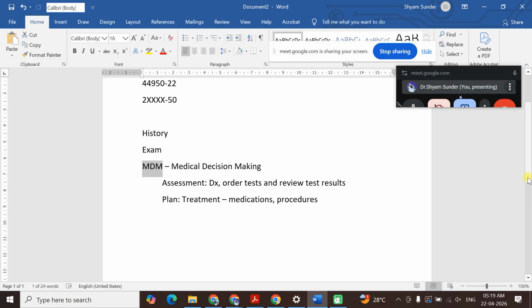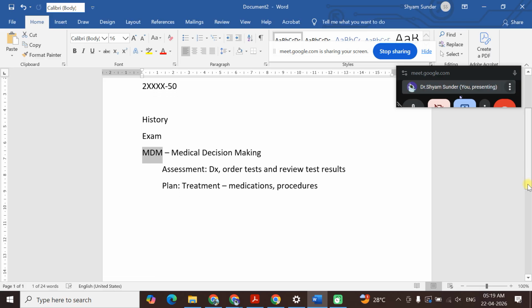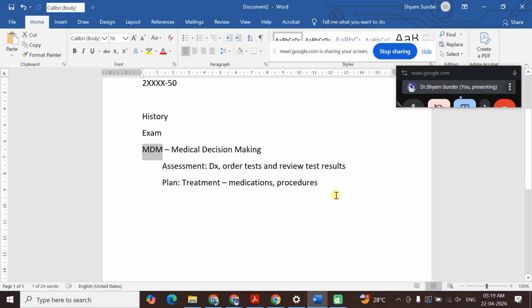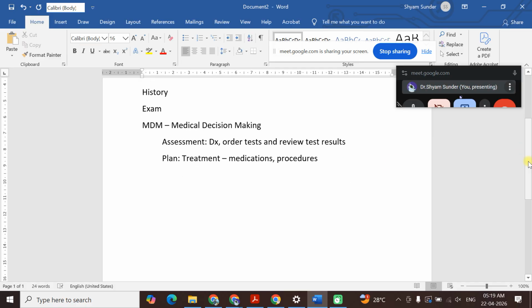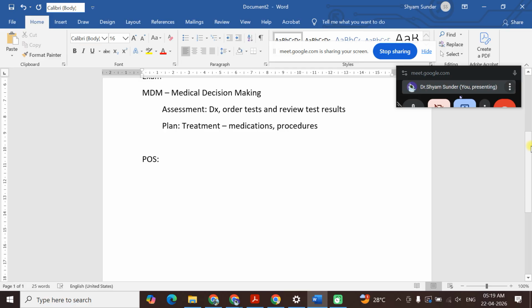The payment also differs from place of service to place of service. So let us discuss the factors that affect the E&M service assignment. The first thing you should learn is POS. What is POS? Please make a note. POS means place of service.